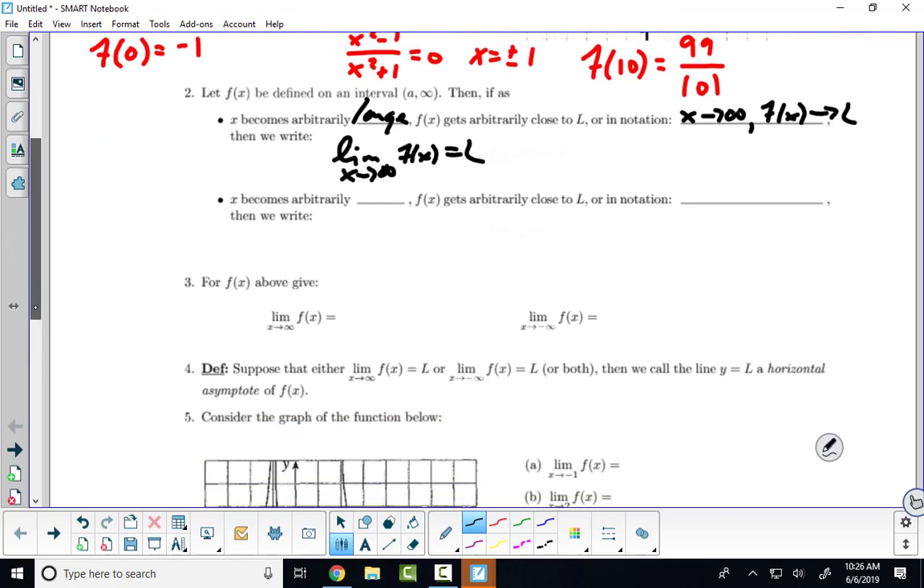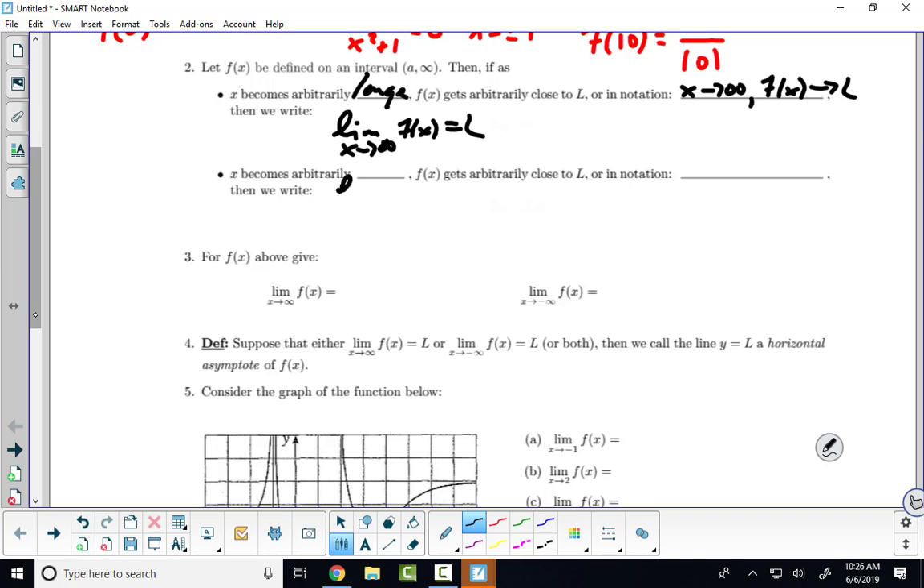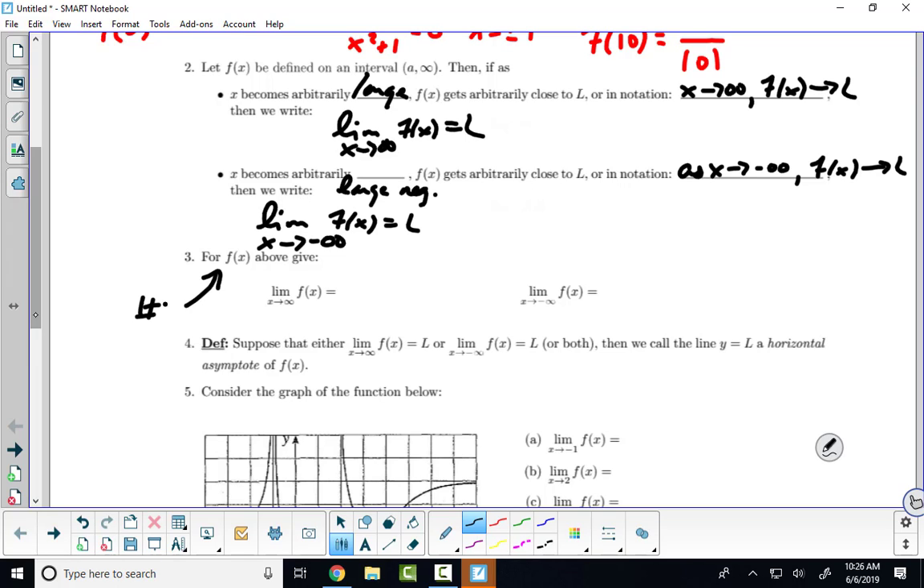In this second statement here, as x becomes arbitrarily large but negative, if as x becomes arbitrarily large and negative, f of x becomes arbitrarily close to L, meaning as x approaches negative infinity, f of x approaches L. How would we write that in notation? Same thing, but negative infinity. Same thing, except our limiting value is going to be negative infinity. Okay? So for f above, by above I mean in number 1, what would we write here?